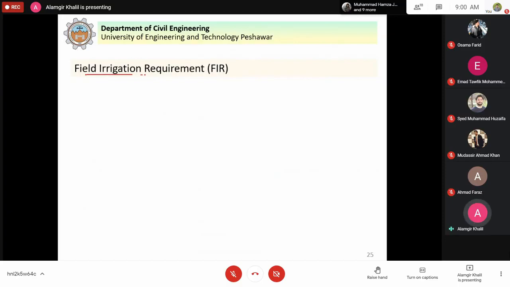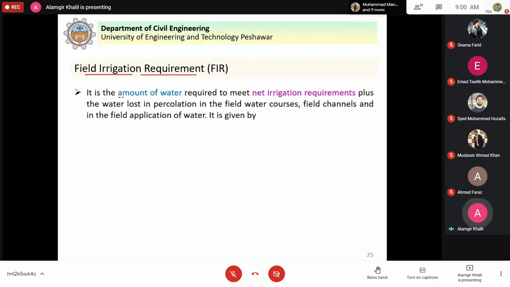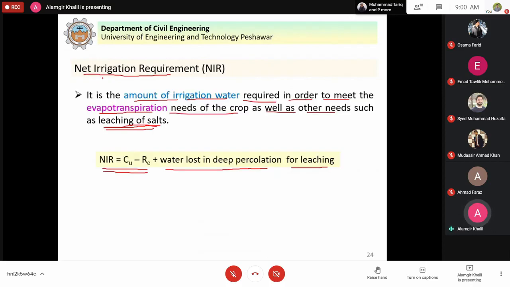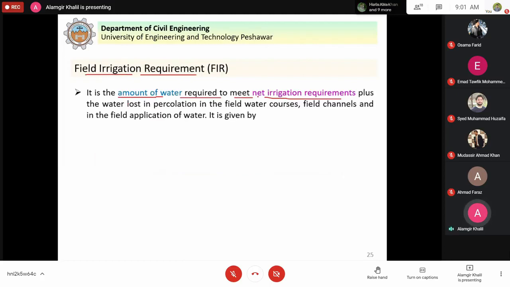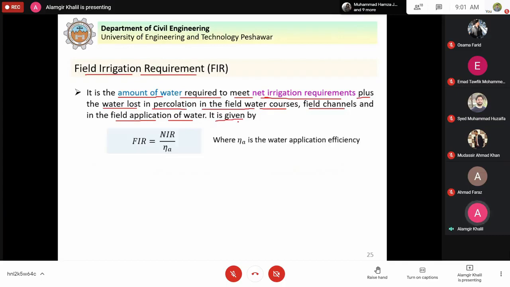Another term is field irrigation requirement. It is the amount of water required to meet net irrigation requirements plus the water lost in percolation in the field water courses, field channels, and in the field application of water. It is given by: field irrigation requirement equals net irrigation requirement divided by eta A, where eta A is the water application efficiency.